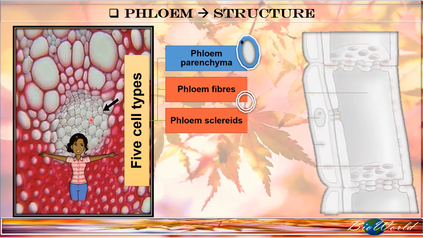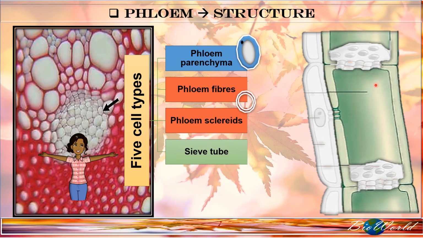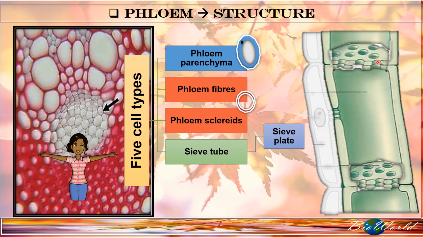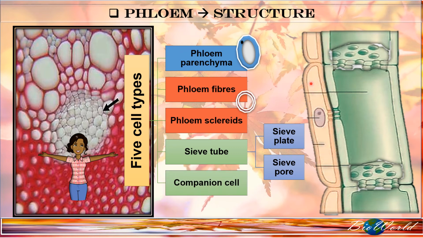Here is a longitudinal section of the smaller cell and the larger cell. The larger cell is known as the sieve tube. The sieve tubes are joined together at the sieve plate, where you find there are tiny little holes called the sieve pore. Transport of nutrients occurs along this passage. Beside the sieve tube, there is the companion cell.